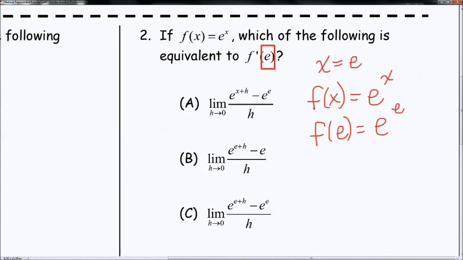If I look at A, e to the x plus h isn't showing me that I'm plugging e in for x. It shows it over here when you have e to the e, but I shouldn't have an x there. I'm plugging e in for x, so it can't be A.